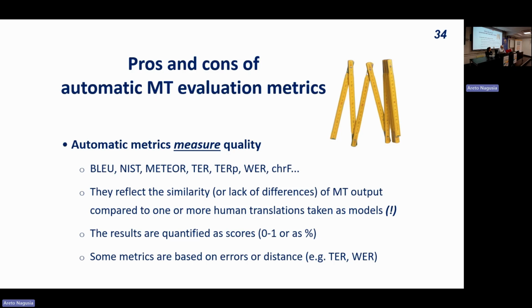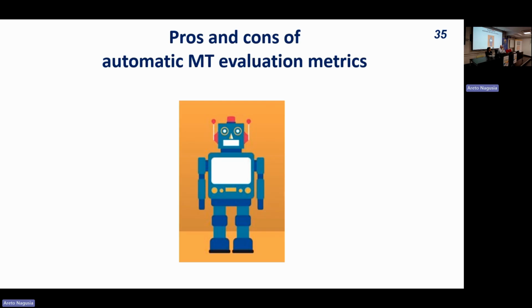Because the score indicates the quantity, the number of mistakes, the number of errors relative to the gold standard human translation that I mentioned before. So let me give you a brief summary of this. We're still talking about state-of-the-art automatic metrics.